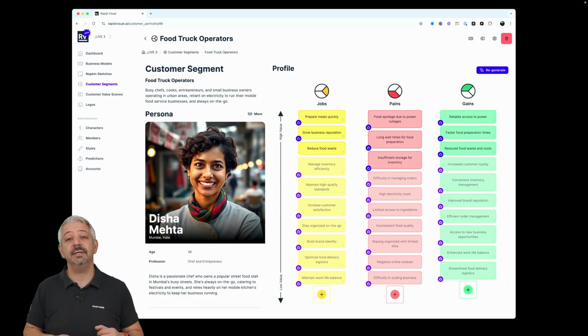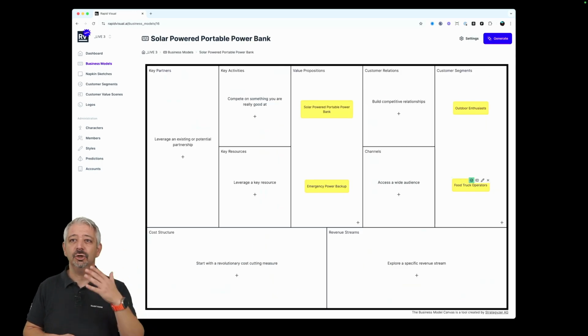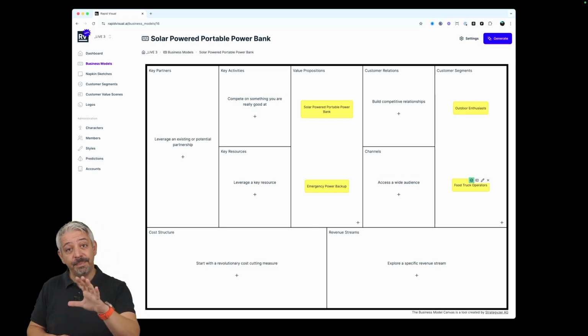Now, what we can do here is click onto our business model canvas and get back to our anchor where we see that there is a little green image of the customer profile signifying that for that particular customer segment, we've already mapped it out. And that way we can keep things organized.